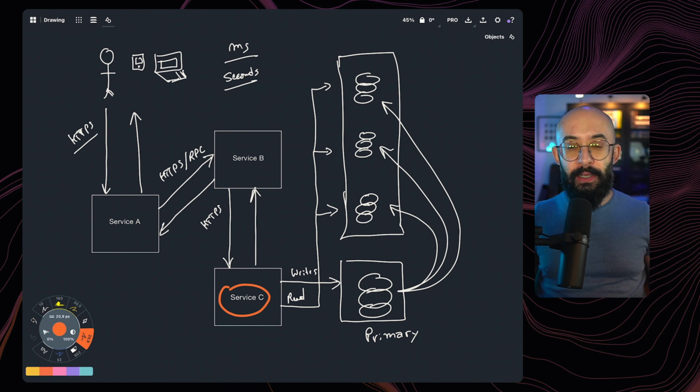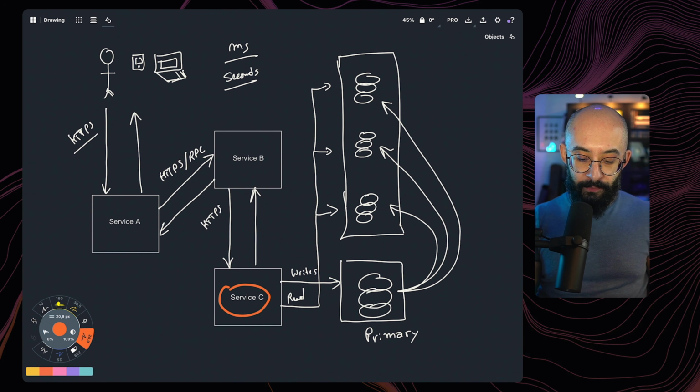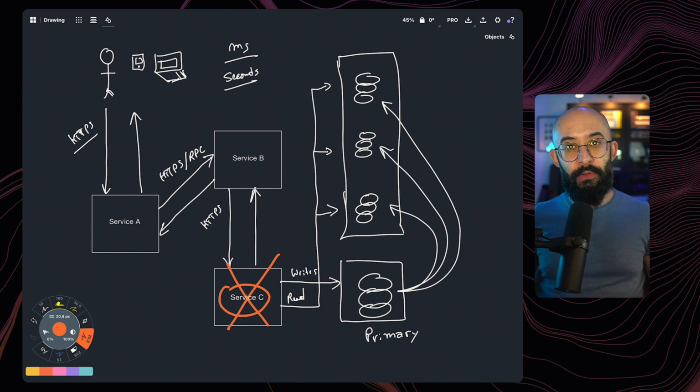I wake up on Monday. It's a great new day. I run my pipeline to deploy my feature. I deploy the change to service C, which goes offline briefly, and then it goes back online. And catastrophe happens. I have a bug which totally brings down service C.